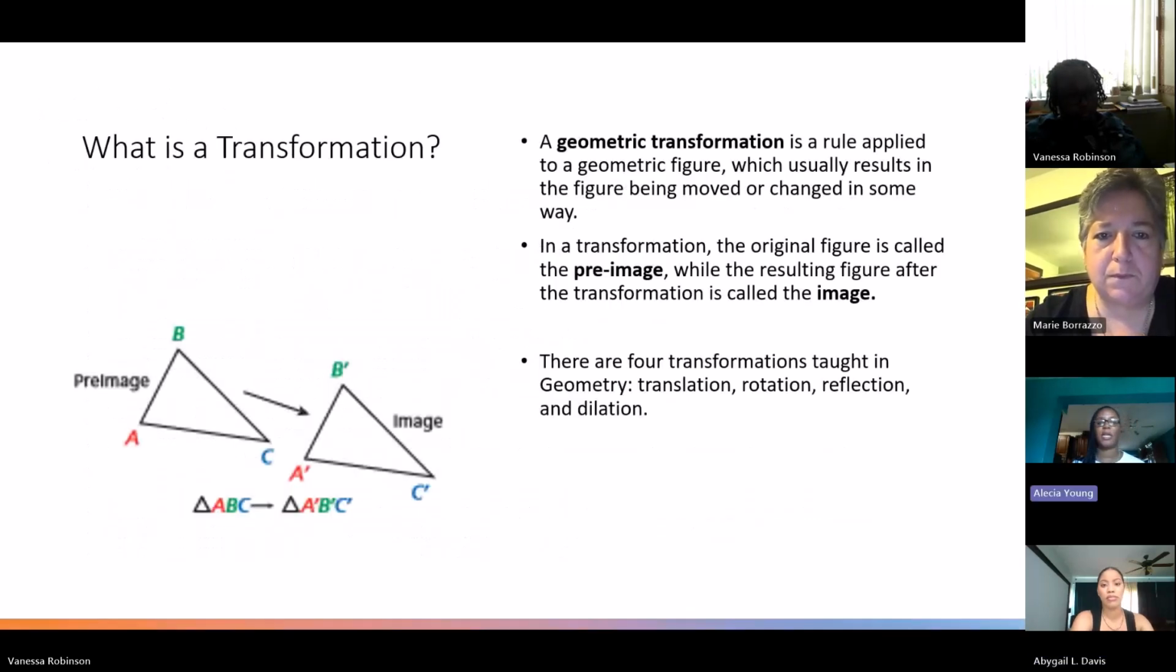What is a transformation? A transformation is a rule applied to a geometric figure which usually results in the figure being moved or changed in some way. In a transformation, the original figure is called the pre-image, while the resulting figure after the transformation is called the image. There are four types of transformations taught in geometry: translation, rotation, reflection, and dilation.